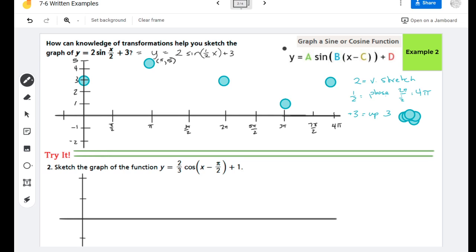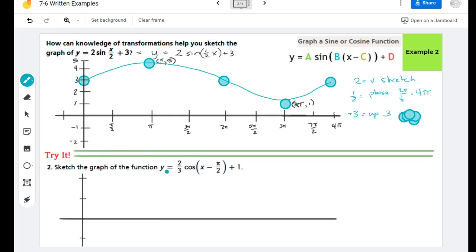Again, there ain't no shame in writing out those ordered pairs. So this one's at 3 pi, comma 1. And then of course you want to draw in your curve. See why those tokens are nice? If you watched my last video, you'd be crying for these tokens right now. I tell you what.